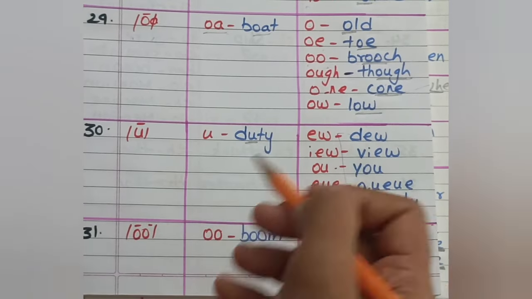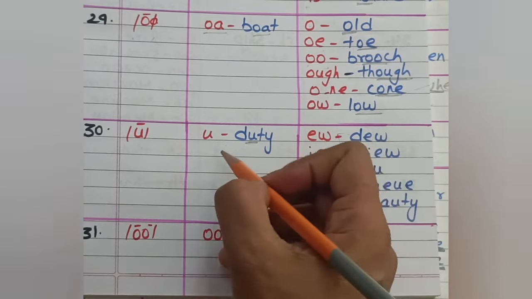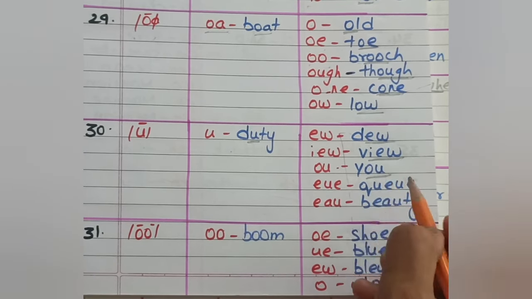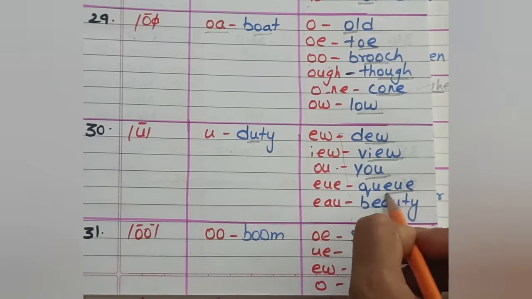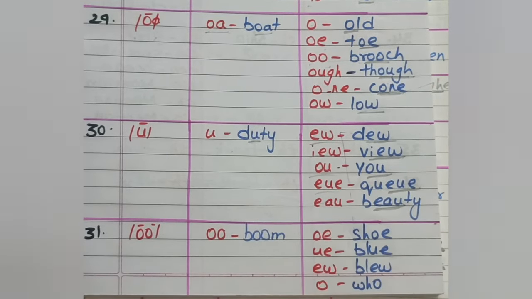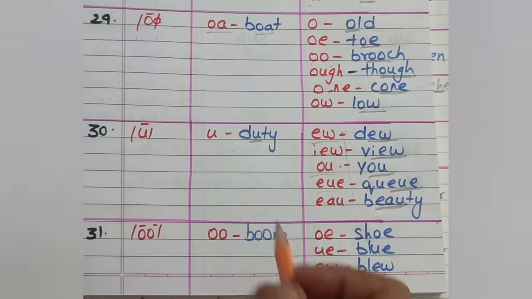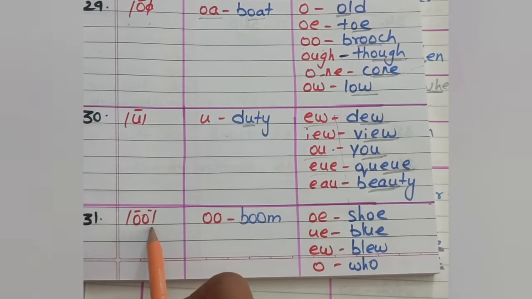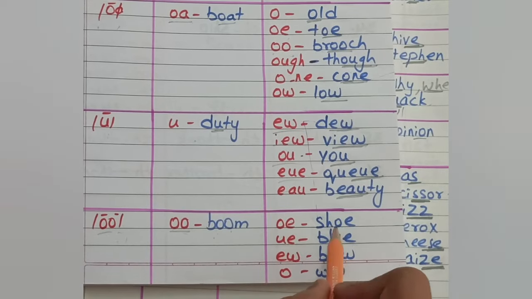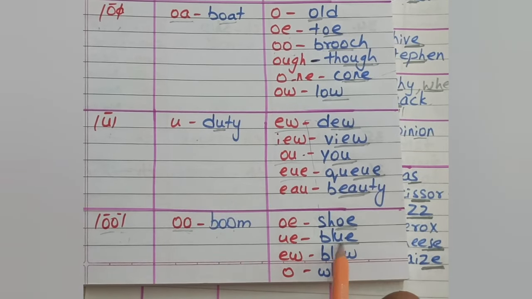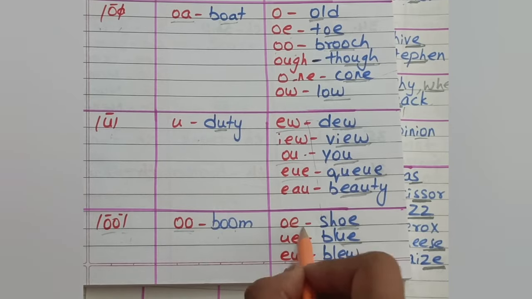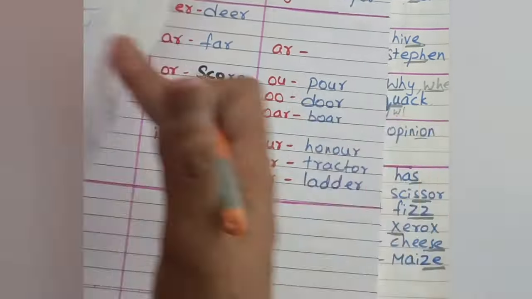Next sound is U. In duty, U is representing the sound of U. It's a common spelling. And in dew, EW, view, I-E-W, in Q, E-U-E, and in beauty, E-A-U. So these particular combinations of different letters are making the sound of U. And the 31st sound is boom, O-O sound. It's a common spelling, and in shoe, O-E, in blue, U-E, in blue, E-W, in who, O. These letters are representing the sound of OO.